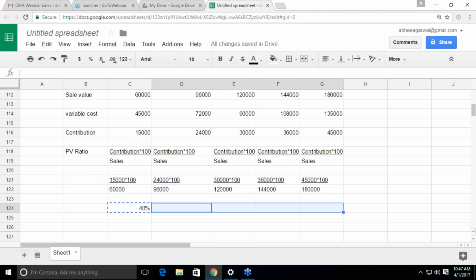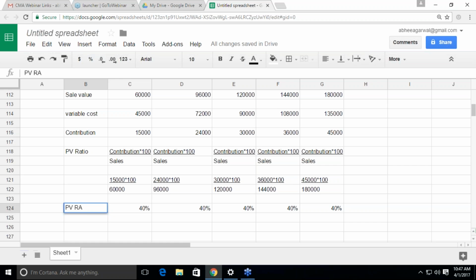40% the PV ratio in all the cases. That is your PV ratio, profit volume ratio. Okay. In all the cases, your PV ratio is 40%. Are you getting my point? So PV ratio remains constant at all levels of production. Sale minus variable cost is contribution, your percentage of contribution on sale. So in the first case, your contribution is 15,000. Sale is 60,000.